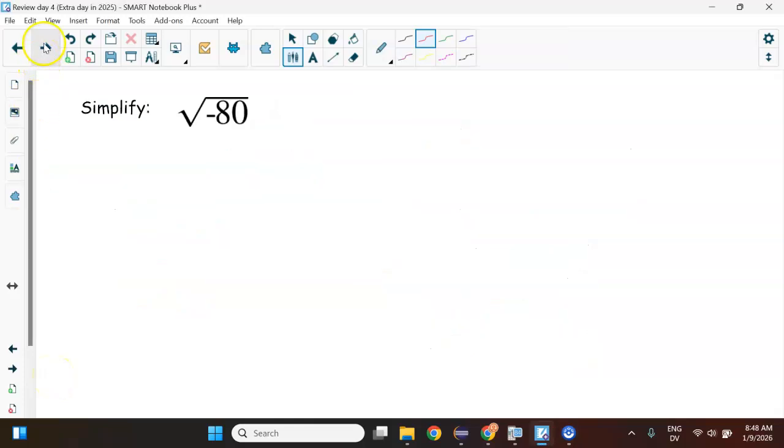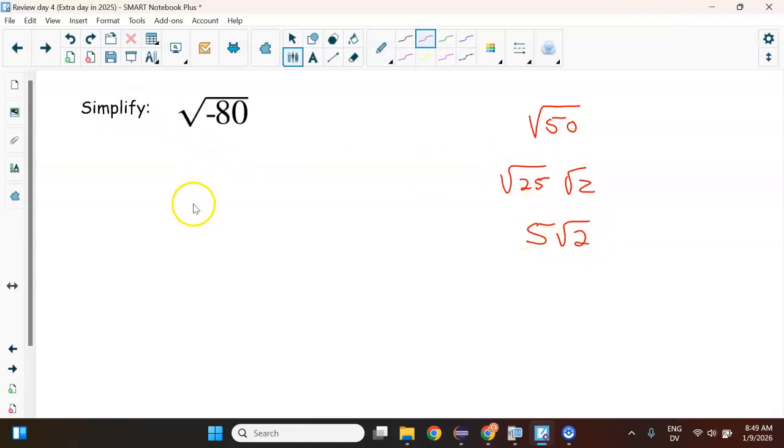Okay, next up, simplify this radical. And again, the idea here is you want to split the radical into a perfect square and a non-perfect square. So if we did 50, for example, that splits to 25 times 2. Those two numbers multiply to 50. And then the square root of 25 is 5. So this is 5 root 2. So see if you can do the negative root 80.